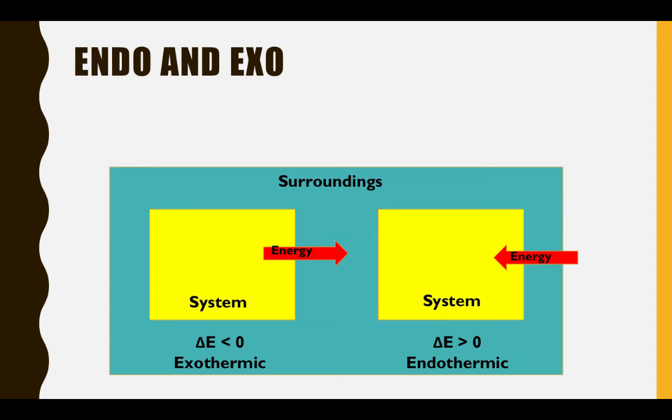Here's a pictorial representation of what we just discussed. Here, the system is represented in yellow and the surroundings in blue. When energy transfers from the system to the surroundings, we have an exothermic process. This means that our energy change for the process will be negative because energy has been lost. On the other hand, when energy flows from the surroundings to the system, we have an endothermic process. Here, the delta E, or the change in energy, will be positive because energy has been gained.